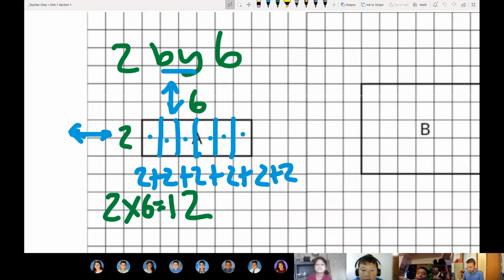So that 2 by 6 that he said, that "by" up here at the top, 2 by 6, is another word or a substitute word for multiplication. So this rectangle has 2 rows and 6 columns. It's 2 by 6. So down here at the bottom, we can write 2 by 6 or 2 times 6, and we should know that to be 12. Would you agree?